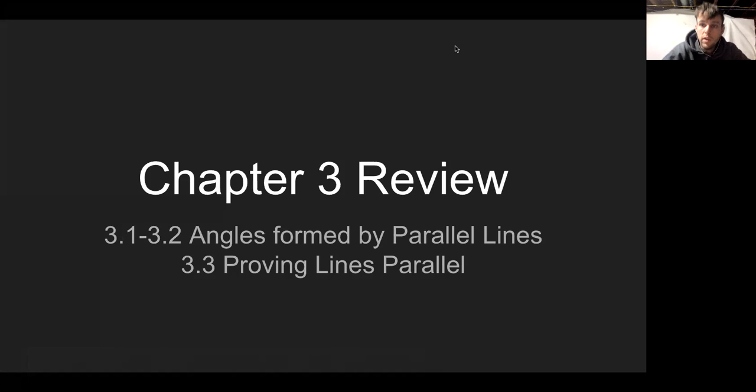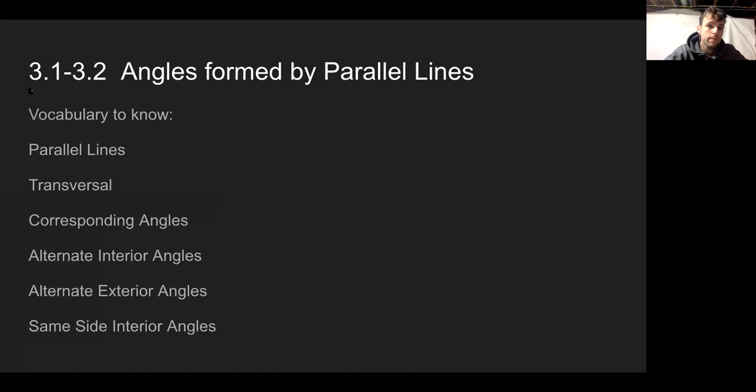All right, I'm going to be going over the Chapter 3 review problems. Consider, I suppose, this kind of the answer key. 3.1, 3.2, angles formed by parallel lines. These are a bunch of vocabulary terms that we need to know from this section. So parallel lines, we'll need to know what that means.